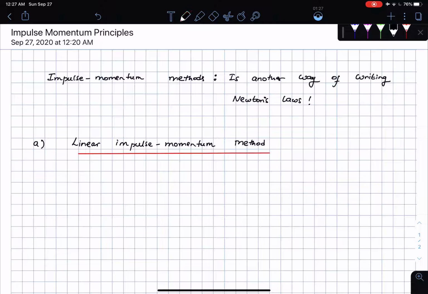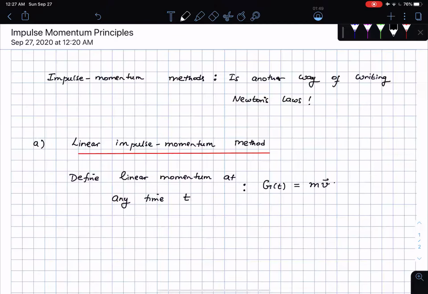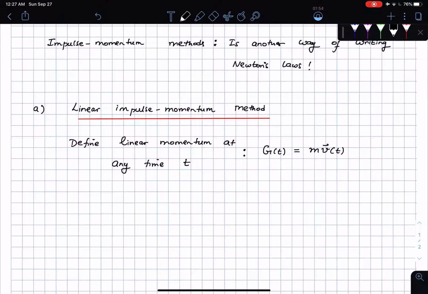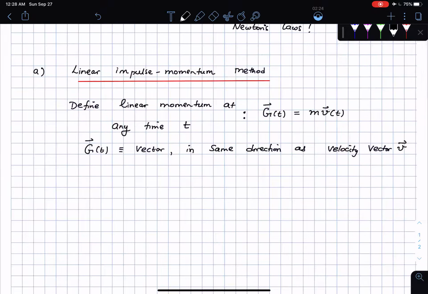So first of all, we will start off by defining linear momentum. Momentum at any time instant t is given by a symbol g of t, which is the mass times the velocity at that time. So g of t is a vector, in the same direction as the velocity vector. This is just the product of the mass of the body or the particle times its velocity. This is the definition of linear momentum, and this is something that we know from basic physics as well.